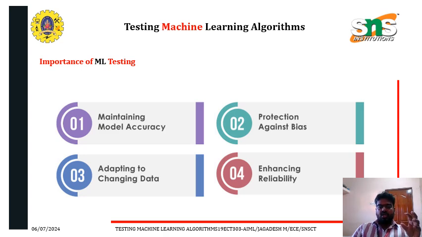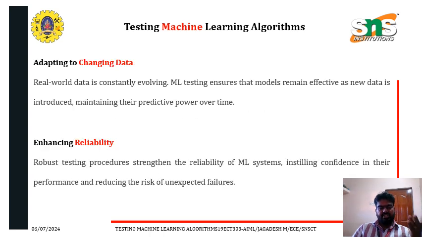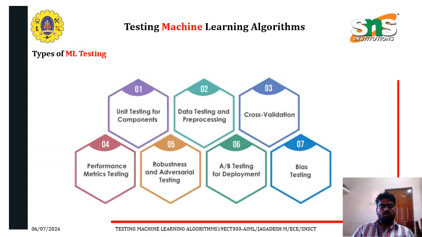So ML testing of software or algorithms should ensure that the listed four categories reach the proper point, right? Protection against bias, adapting to changing data, enhancing reliability, that we already know. The types of ML testing are unit testing, data testing, cross validation, performance metrics testing, robustness testing, and A/B testing for deployment, and bias testing.